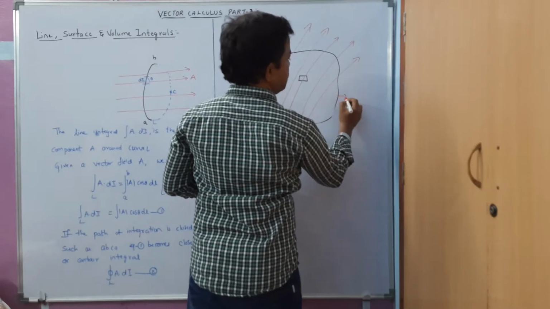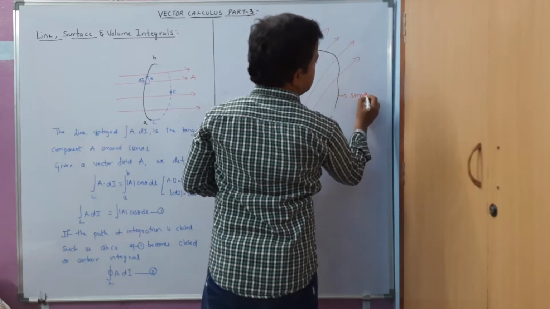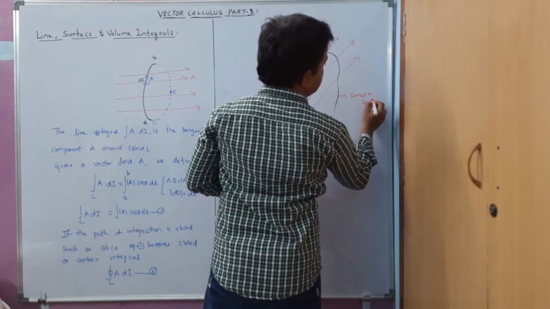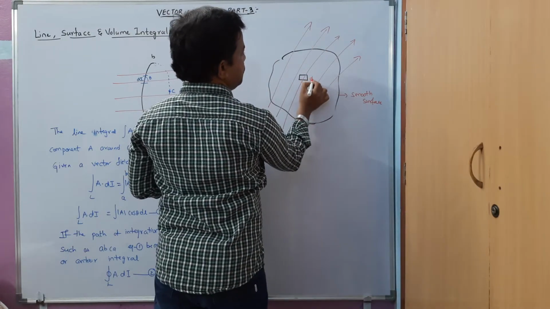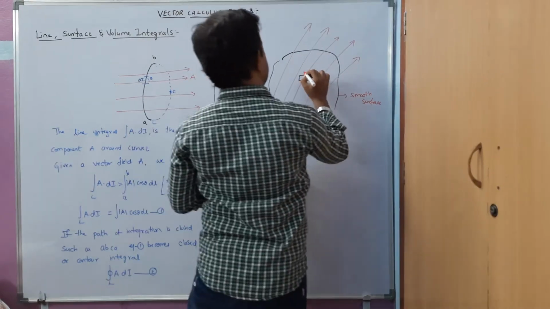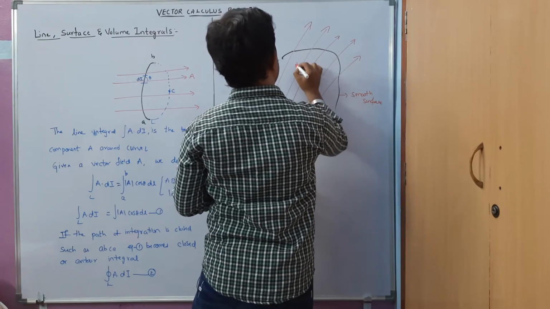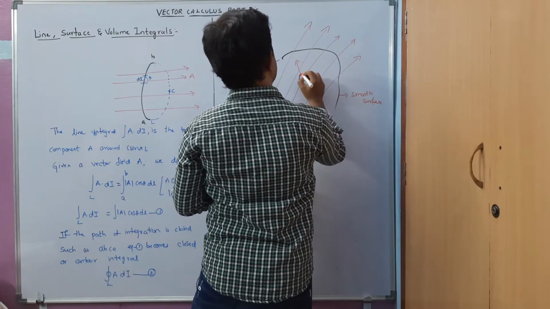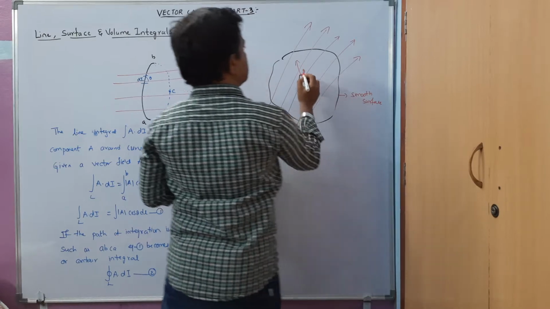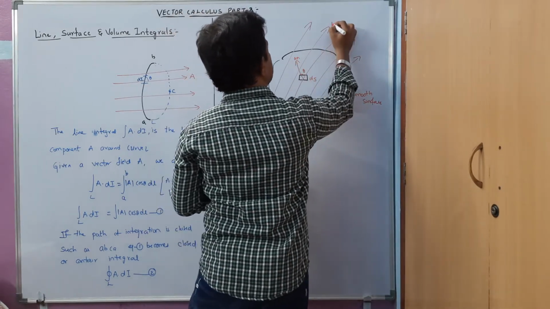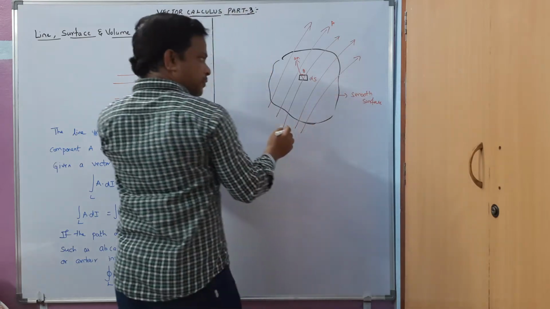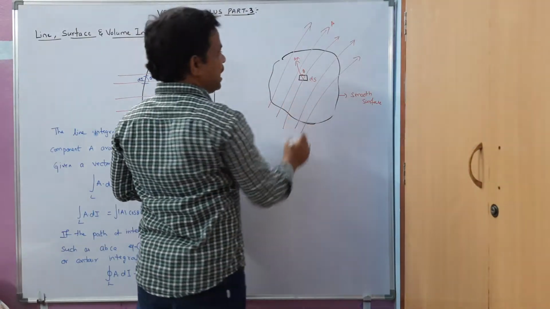So this is a smooth surface here, and it is closed, and this is the differential surface, and it is making the normal to the sheet as theta. Okay, this is AN, the unit normal vector, and this is vector field A. So the vector field A is making an angle theta here.